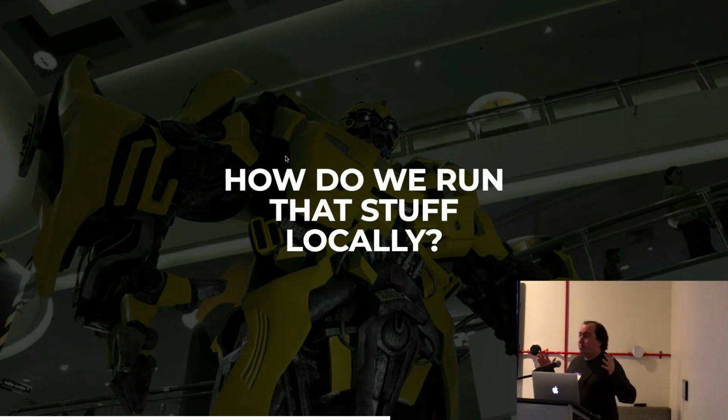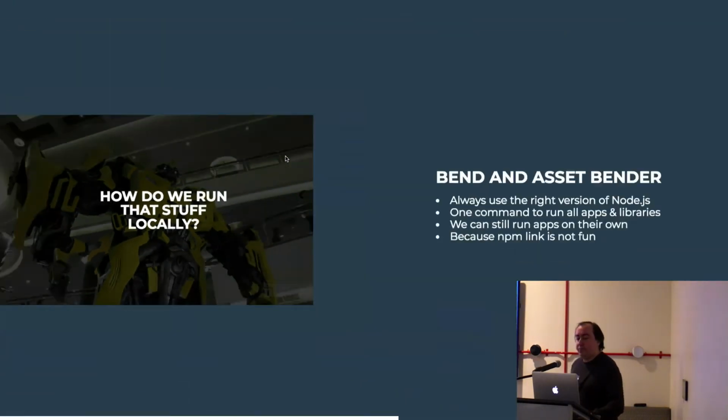Now, again, we went from one application to hundreds. We'll have to run that stuff locally. We'll have to work on libraries locally. And we might have to run multiple apps locally to be able to mimic an entire flow. We need to make that easy. So how do we do that?